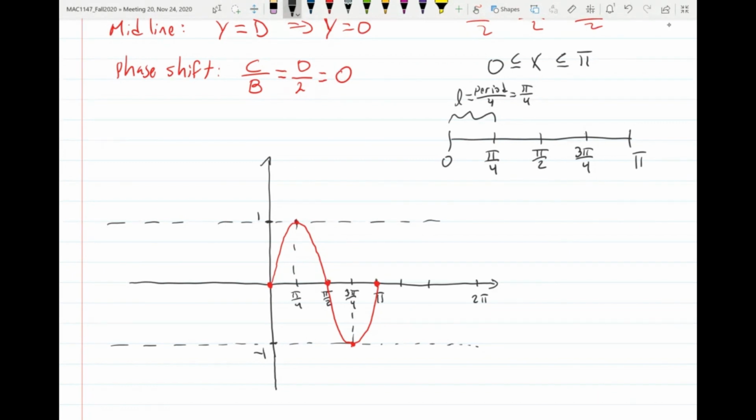So split this into 4 pieces. And what are the values? Keep on adding pi over 4s, okay? So pi is 4 pi over 4. So this one is 5 pi over 4. Then 6 pi over 4, which is the same thing as 3 pi over 2. Then 7 pi over 4. And then the point is 8 pi over 4 or 2 pi. And now we just keep on doing it. So middle, up, middle, down, middle.